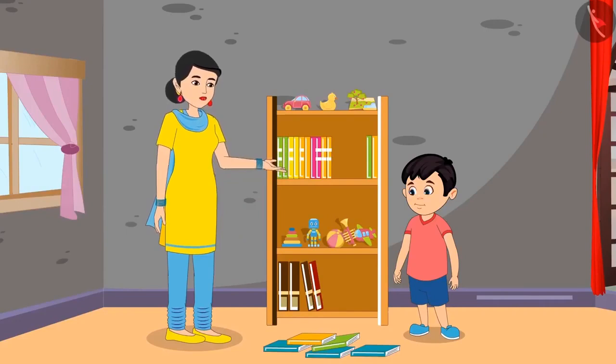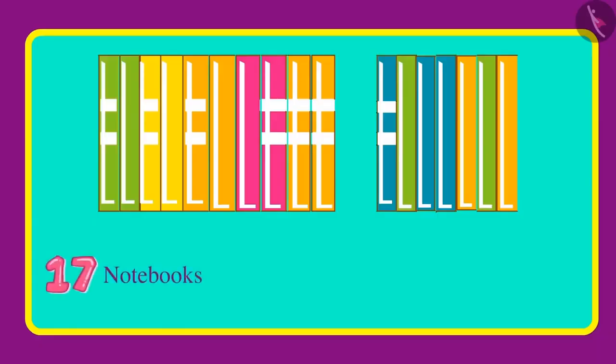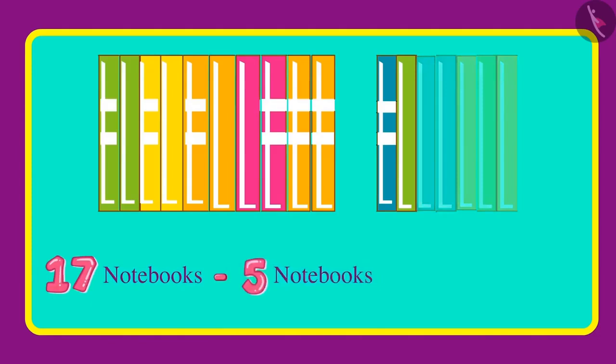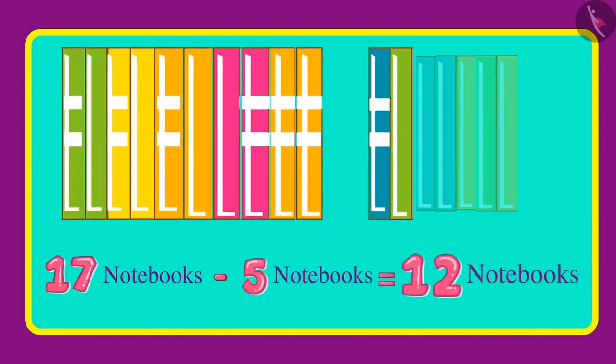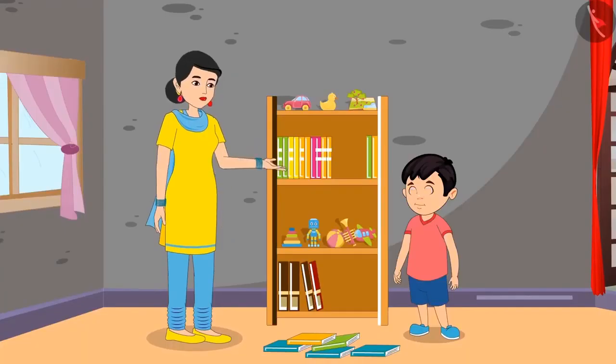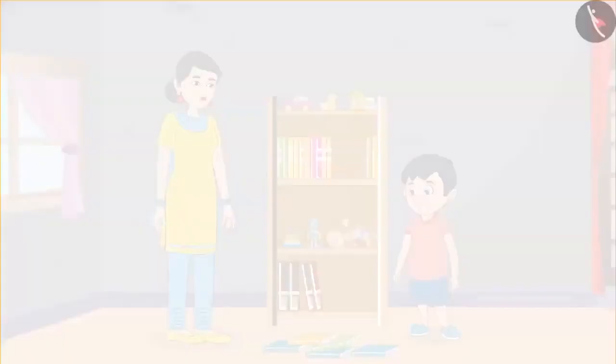Now subtract the 5 used notebooks out of 17 notebooks. Tell me how many new notebooks you have. So out of the 17 notebooks, if we subtract 5 notebooks, we are left with 12 notebooks. Well done, Chotu. Now keep the remaining notebooks separately.